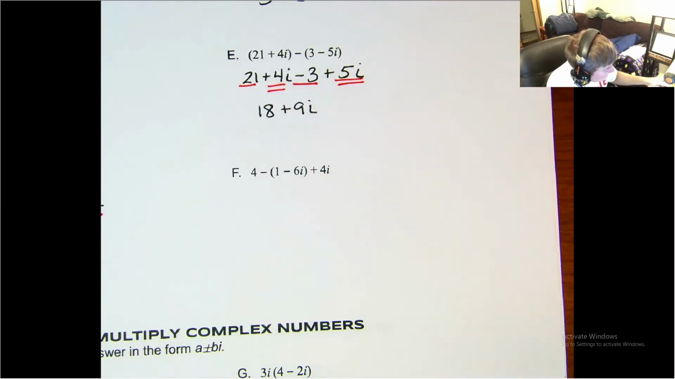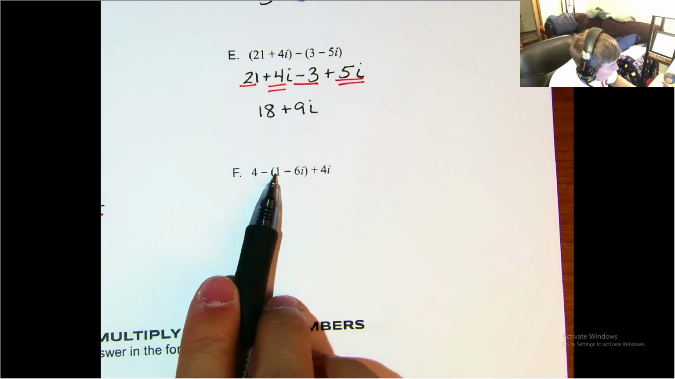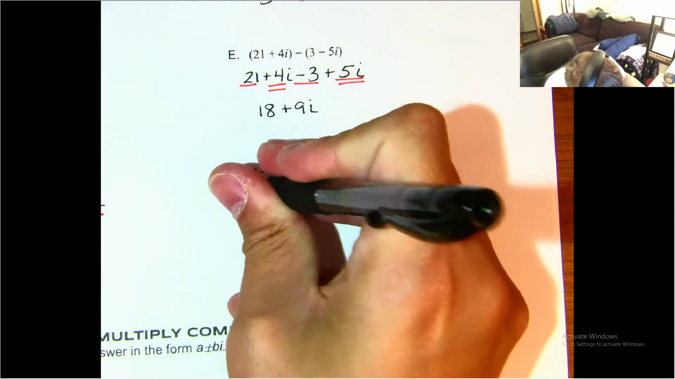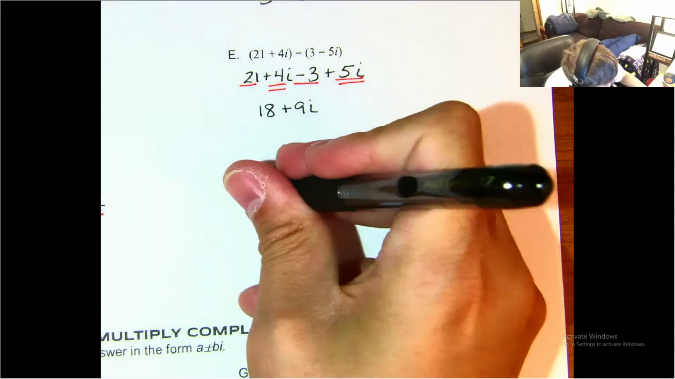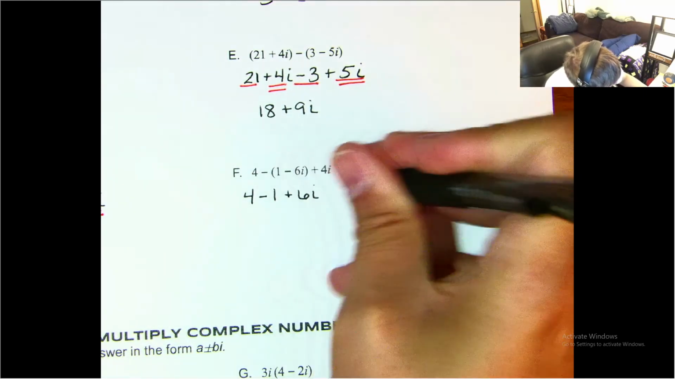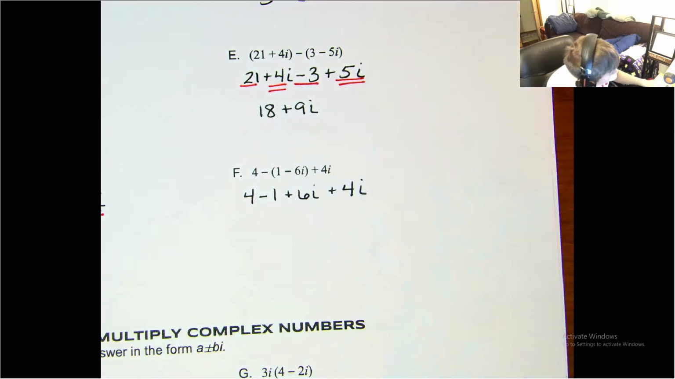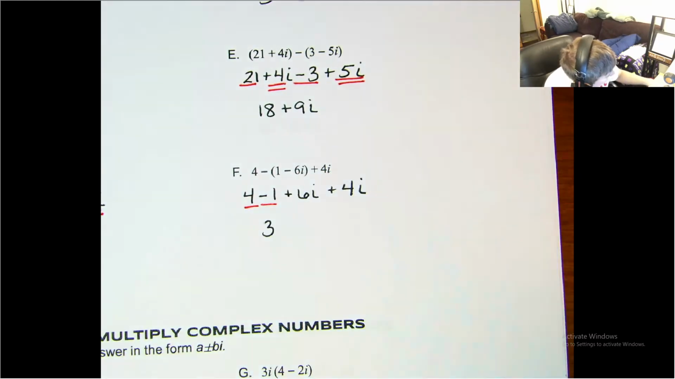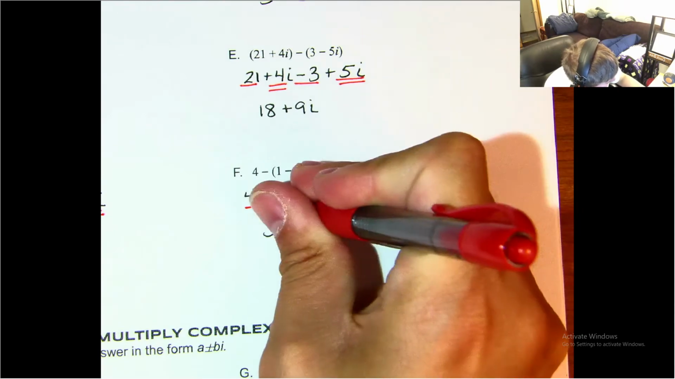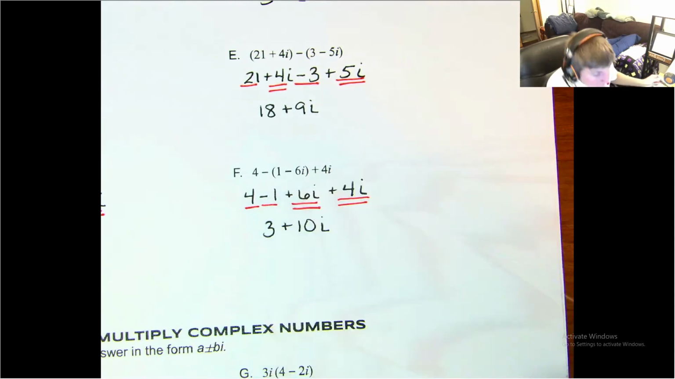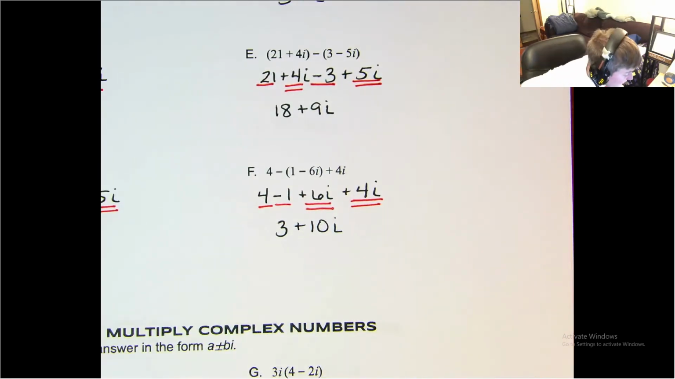Okay, last, F. Here I do have some work I need to do because I'm subtracting the number 1 minus 6i. So I have to think about what it looks like to subtract each part. So I'm going to go forward and I'm minusing a positive 1, so minus 1. And then I'm going to minus a negative 6i, which is the same as adding 6i. Okay, and then I can combine 4 and minus 1 into 3. And then I can combine 6i and 4i into 10i.